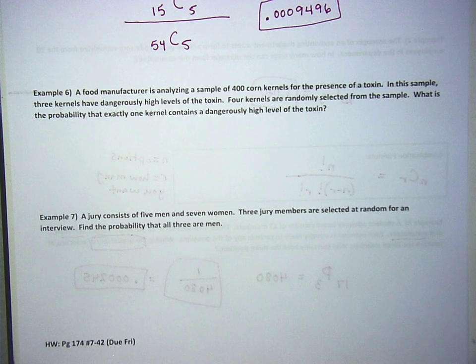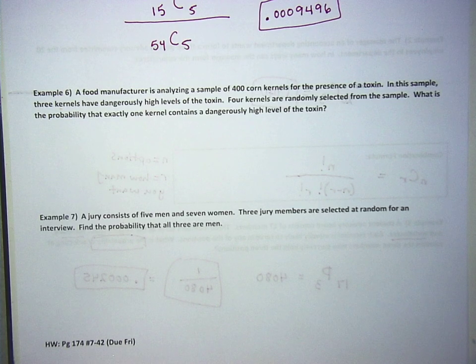A food manufacturer is analyzing a sample of 400 corn kernels for the presence of a toxin. In this sample, 3 kernels have dangerously high levels of the toxin. All right, first of all, let's talk about this. Why would they possibly know exactly how many kernels have dangerously high levels before they even do this test? This is something that happens all the time. This is because they want to see if their test works. If their test would figure it out.